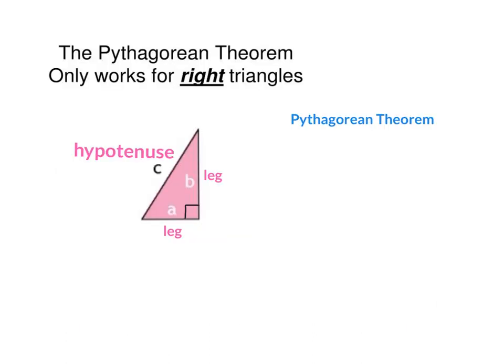The Pythagorean Theorem only works for right triangles. So if I look at my triangle, side A and side B are my legs. Side A is a smaller leg, side B is a medium leg. Across from my right angle is always the hypotenuse, and it's represented by the letter C. And it's also always the longest side.